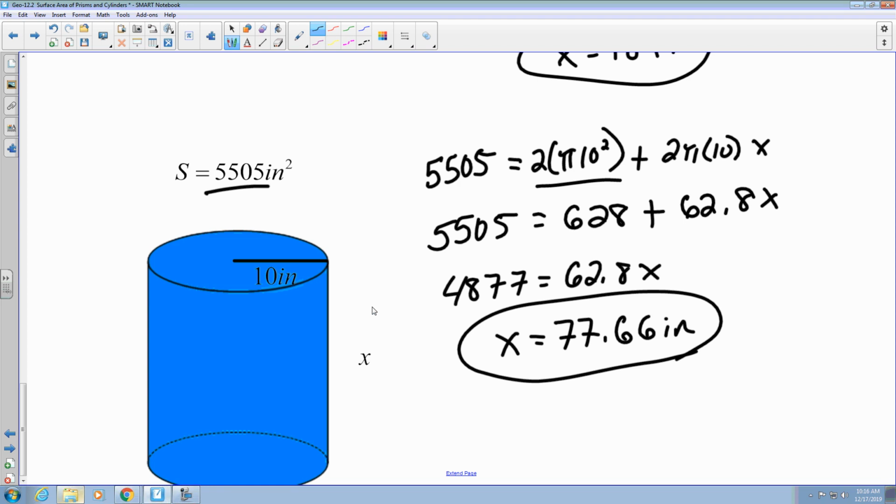And that is being able to use surface area of prisms and cylinders. Hope this helps. Until next time.